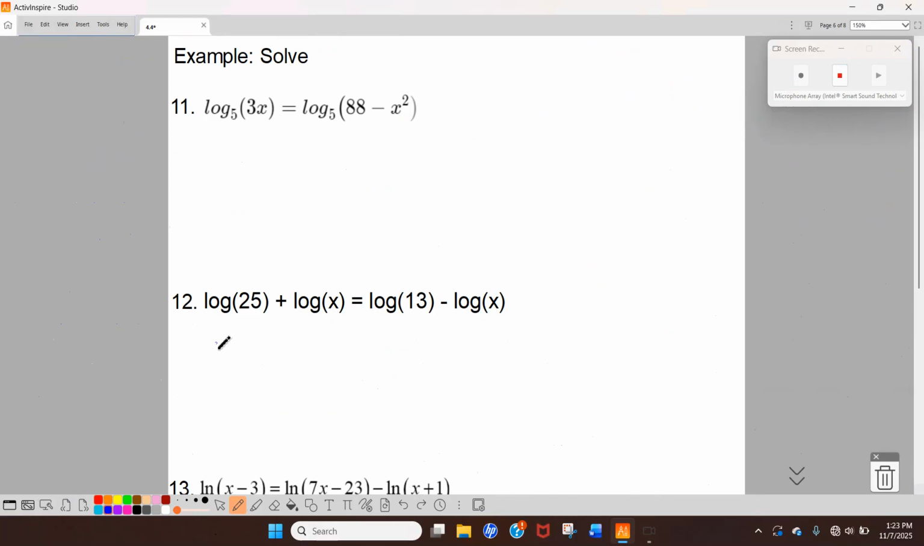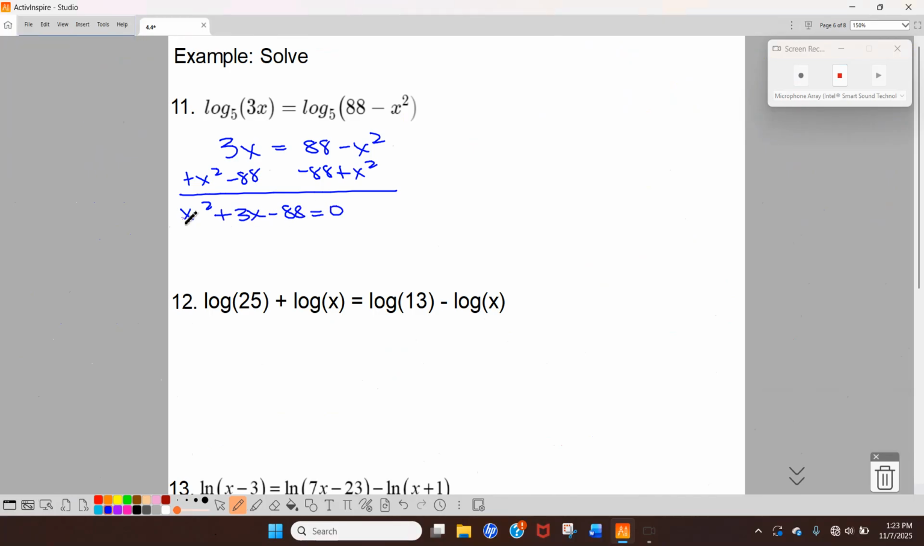All right, so for this one, we already have log equals log. So we'll do 3x is equal to 88 minus x squared. All right, that's a quadratic. So I need everybody on the same side equal to 0, and I like my x squared to be positive, so I'm going to add the x squared and subtract the 88 over here with the 3x. Make sure that it's in standard form, so x squared, then x, then the constant. And then we can work on factoring.